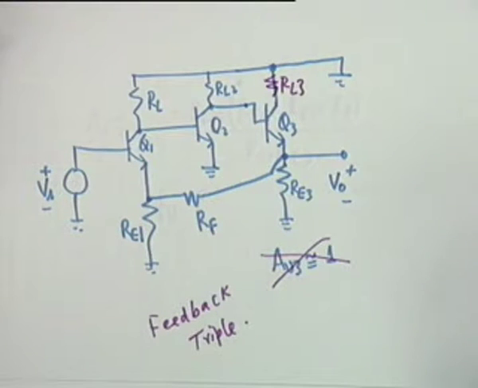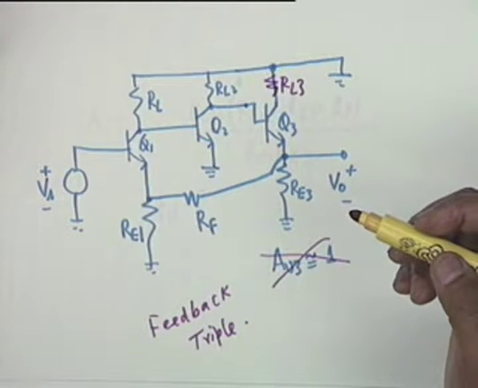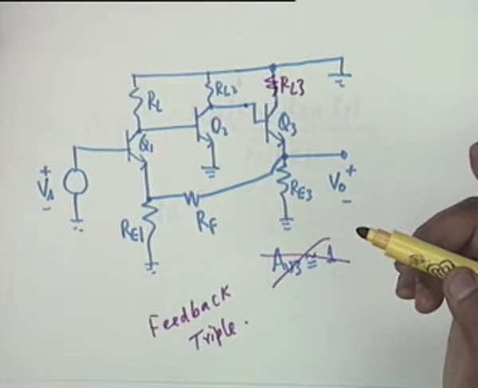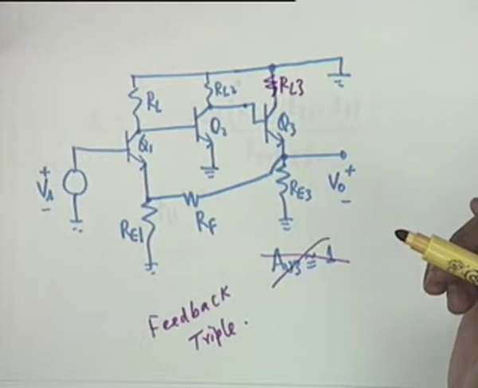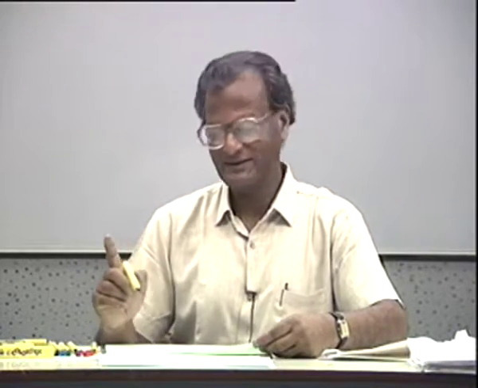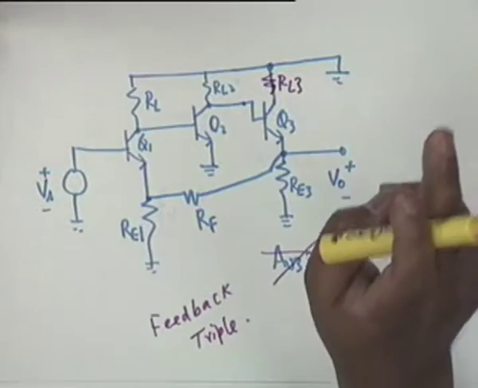R by 1 plus beta plus RE1 parallel. That would be the input resistance without feedback. That is the A circuit. It's not easy to guess it from the circuit itself. It is not easy to guess. You will have to draw the A circuit and the beta circuit and find it out.